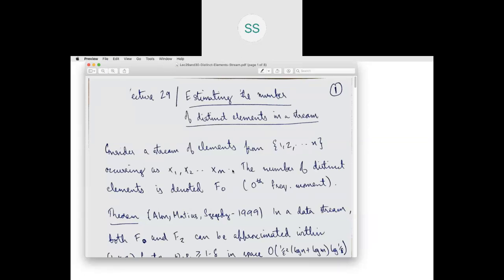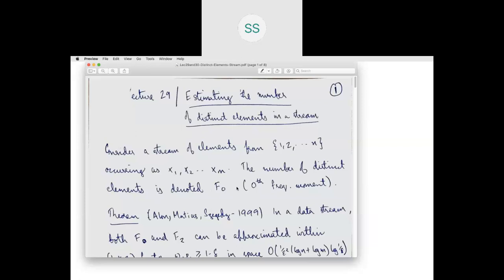So the number of distinct elements that appear is called f0, the zeroth frequency moment. So that's the number of distinct elements that appear. In the case where all of them are equal to 1, f0 is also equal to 1. In the case where all of them are equal to 2, even then f0 is equal to 1, because only one distinct element appears. If all the elements appear, then f0 is equal to n.